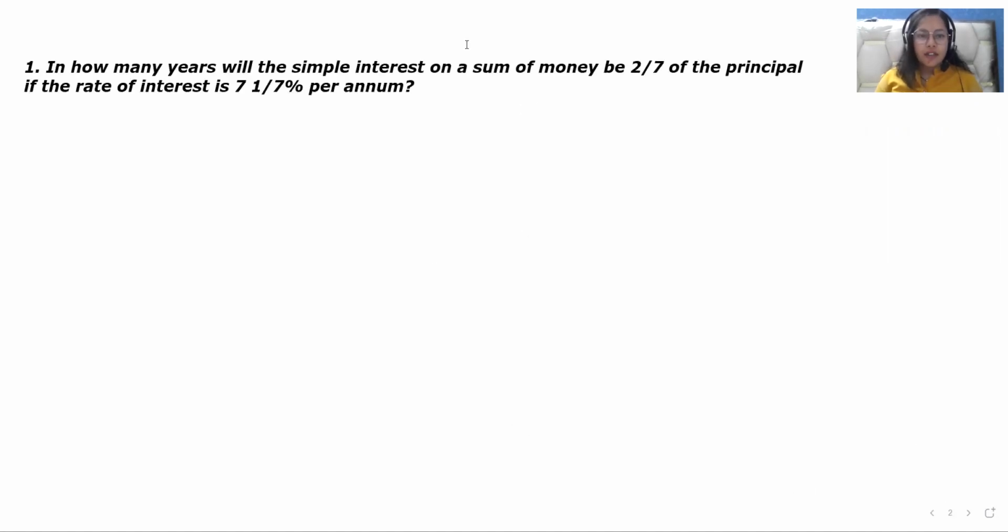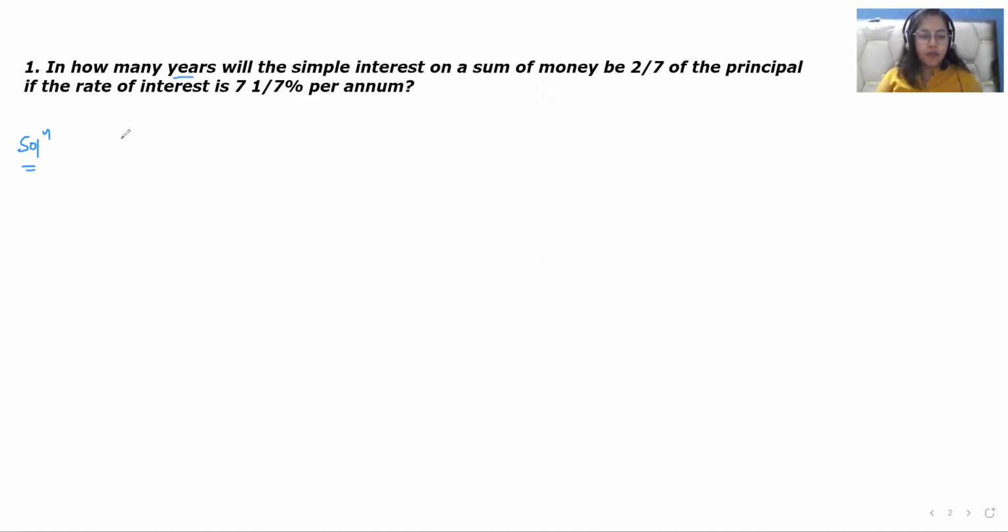So let's read our first question. In how many years will the simple interest on a sum of money be 2 by 7 of the principal, if the rate of interest is 7 whole 1 over 7% per annum? So what they said is that they ask you the time, how many years.